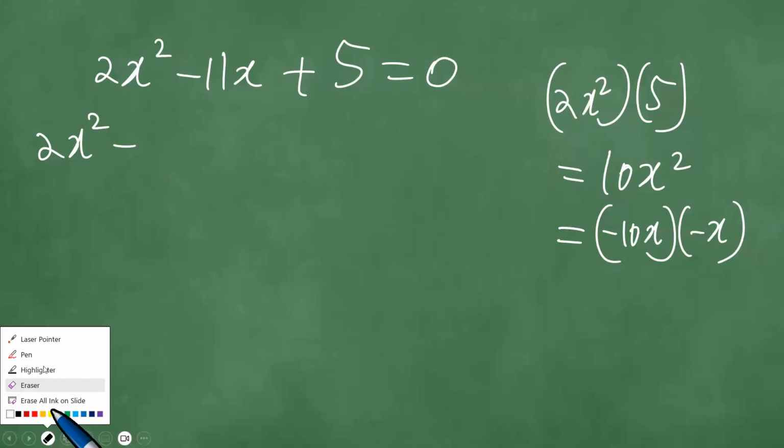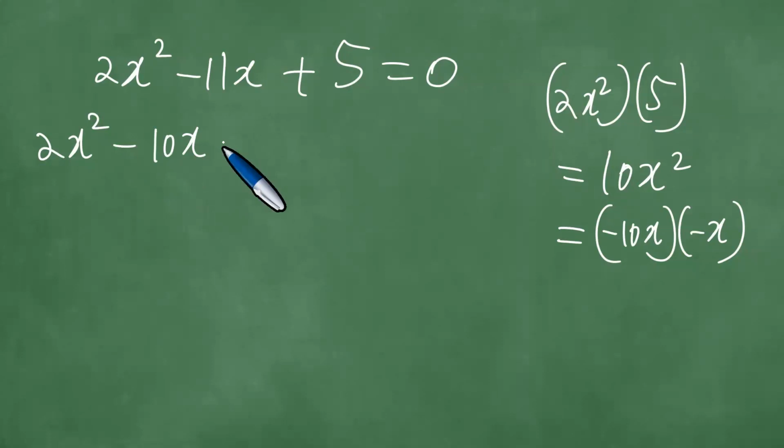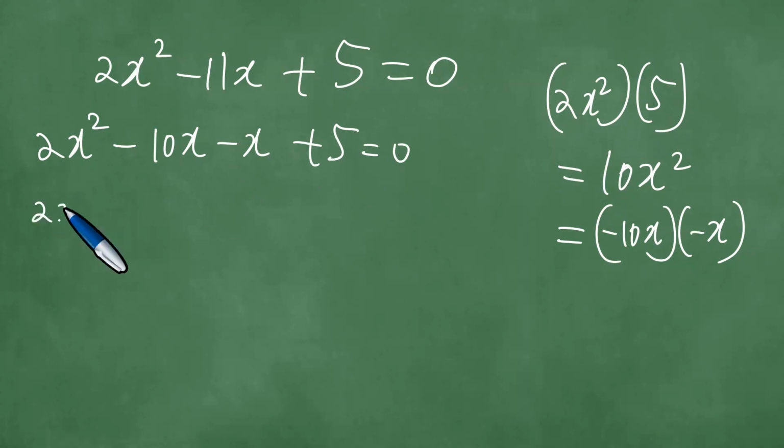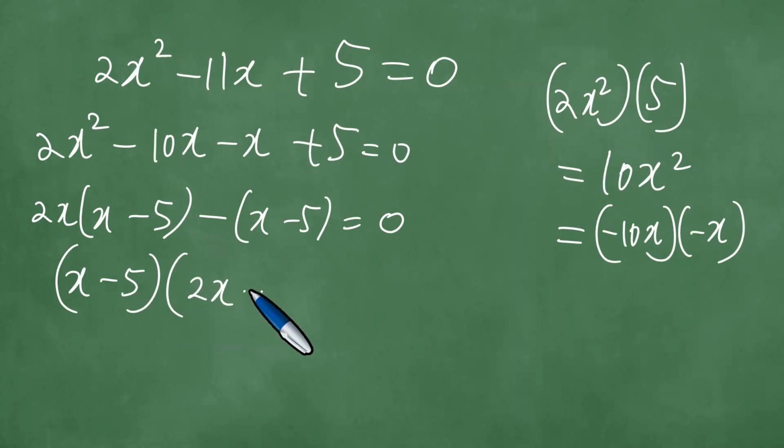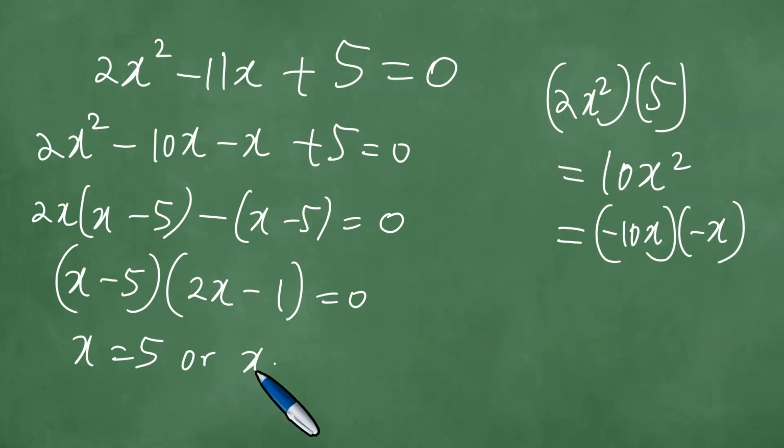So we have therefore 2x squared minus 10x minus x plus 5 equals 0. Here, the highest common factor is twice x. We have x minus 5. We factor out, and we have minus x minus 5. We have x minus 5 into twice x minus 1 equals 0, which means x equals 5, x equals 1 over 2. So those are the answers here. Okay, so we're done solving this one.